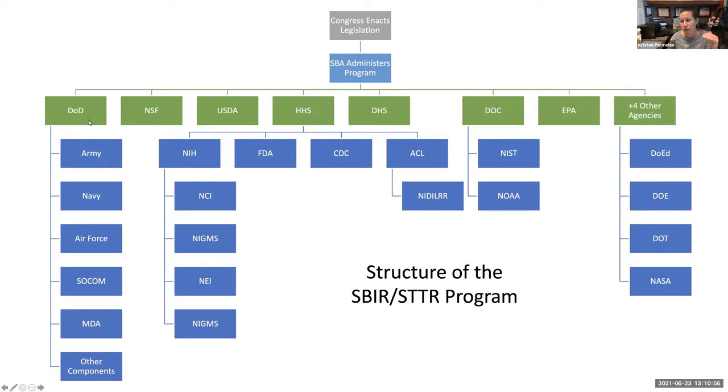So people often refer to the Department of Defense. Well, what does that really mean in SBIR? It means the Army, the Navy, the Air Force, SOCOM, MDA, and several other components. When people say NIH, what they really mean is the Department of Health and Human Services. NIH is one subset of the Department of Health and Human Services. And within NIH, there are additional 24 institutes and centers that participate in SBIR. NIH has 27 institutes and centers. Not all of them participate in SBIR. Very similar with the Department of Commerce, for example, that includes NIST and NOAA. So again, lots of layers of government bureaucracy.